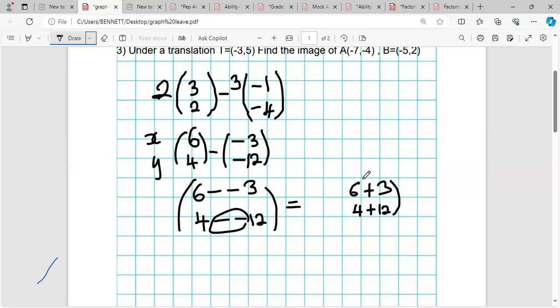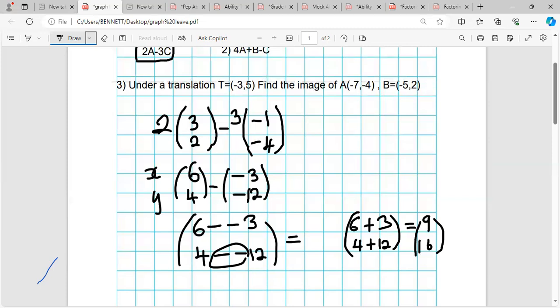We know that 6 plus 3, that should give us 9. And 4 plus 12, that's 16. So our answer would be 16 and 9. So that was for 2a minus 3c. The next one says 4a plus b minus c.